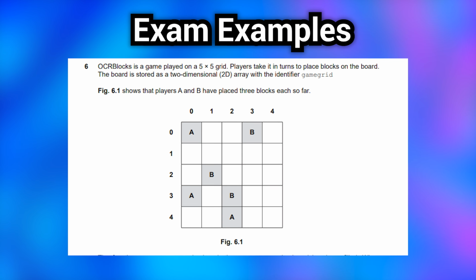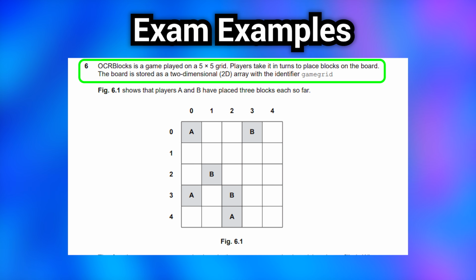The next question is about a game that's played on a grid. OCR Blocks is a game played on a 5x5 grid.